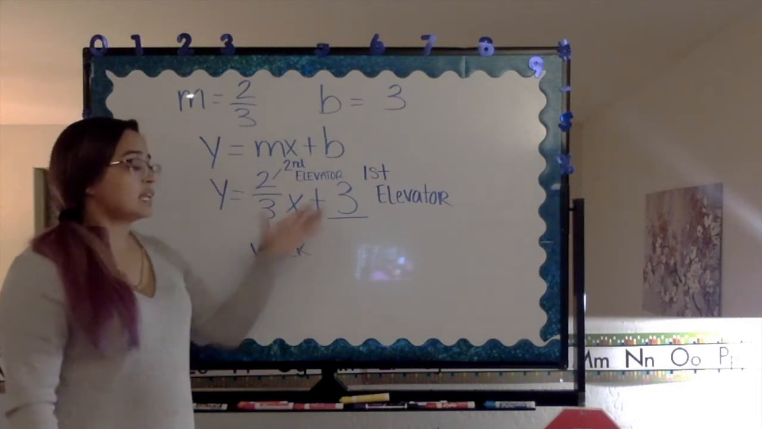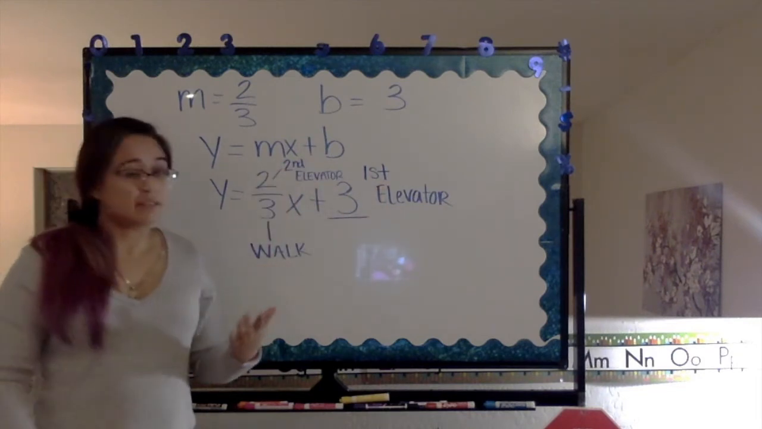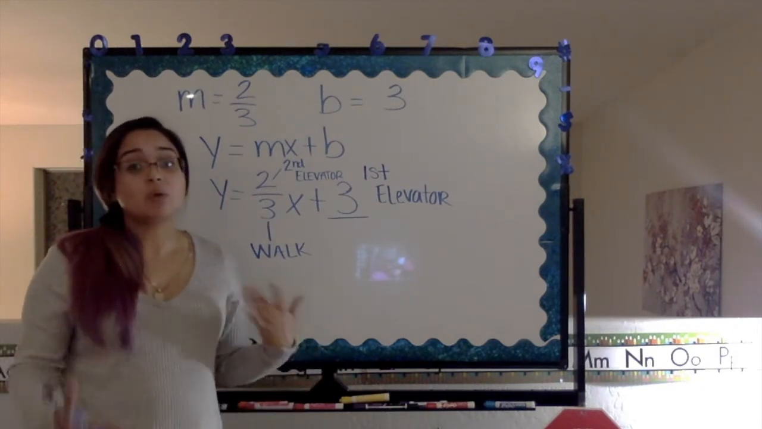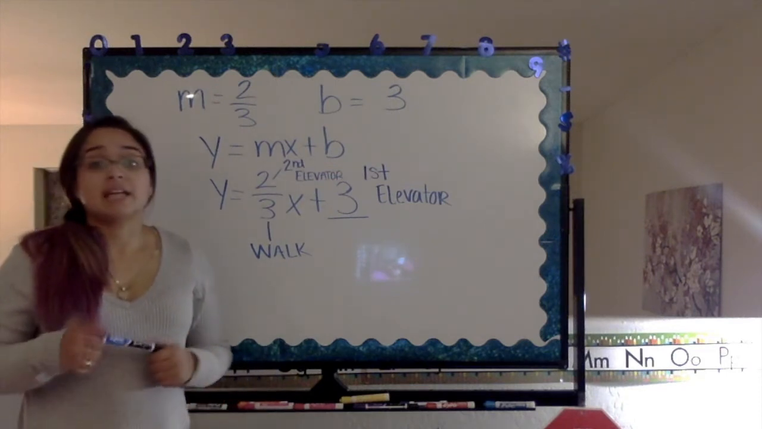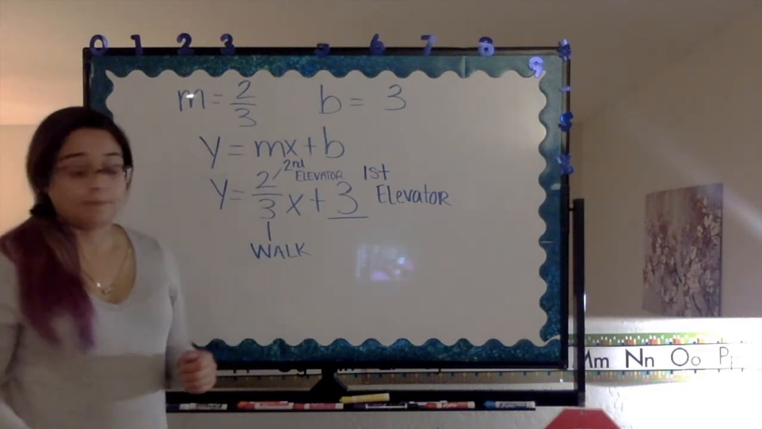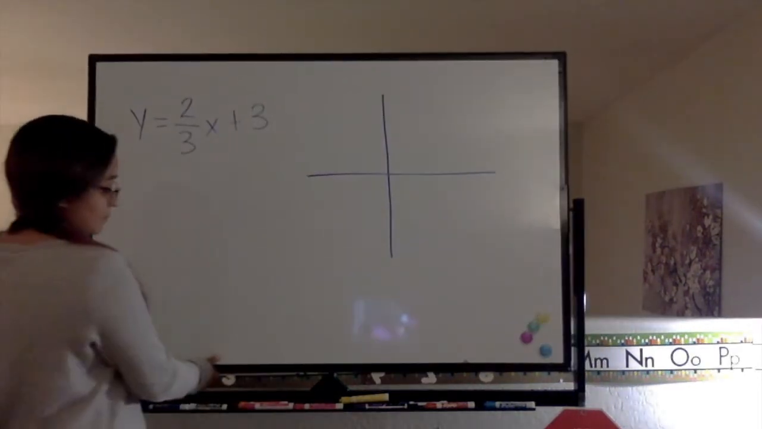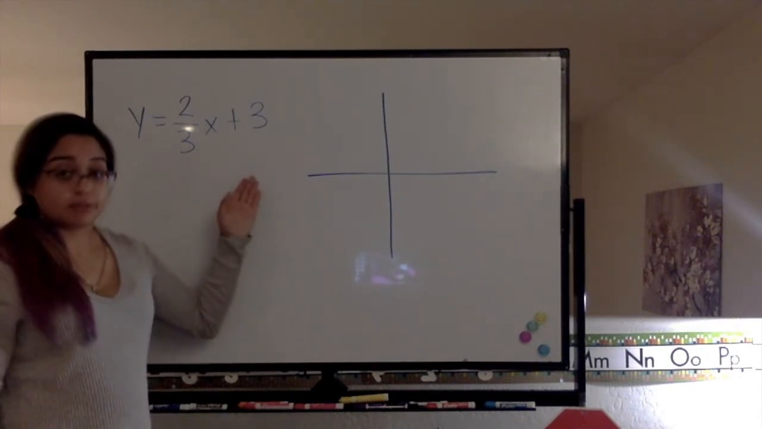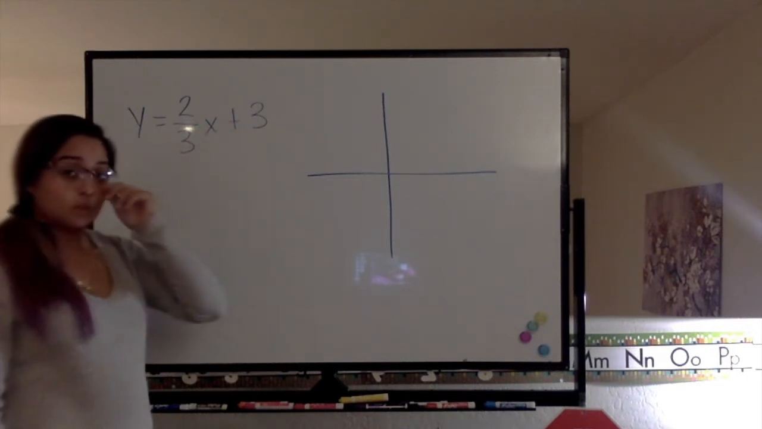Now, here you see that I wrote first elevator, second elevator, and walk. Does elevator, walk sound familiar? It should. That's how we graph, okay? So let's go ahead and see how we would do that. This is the equation that we are going to be graphing. y equals 2/3 x plus 3, okay?